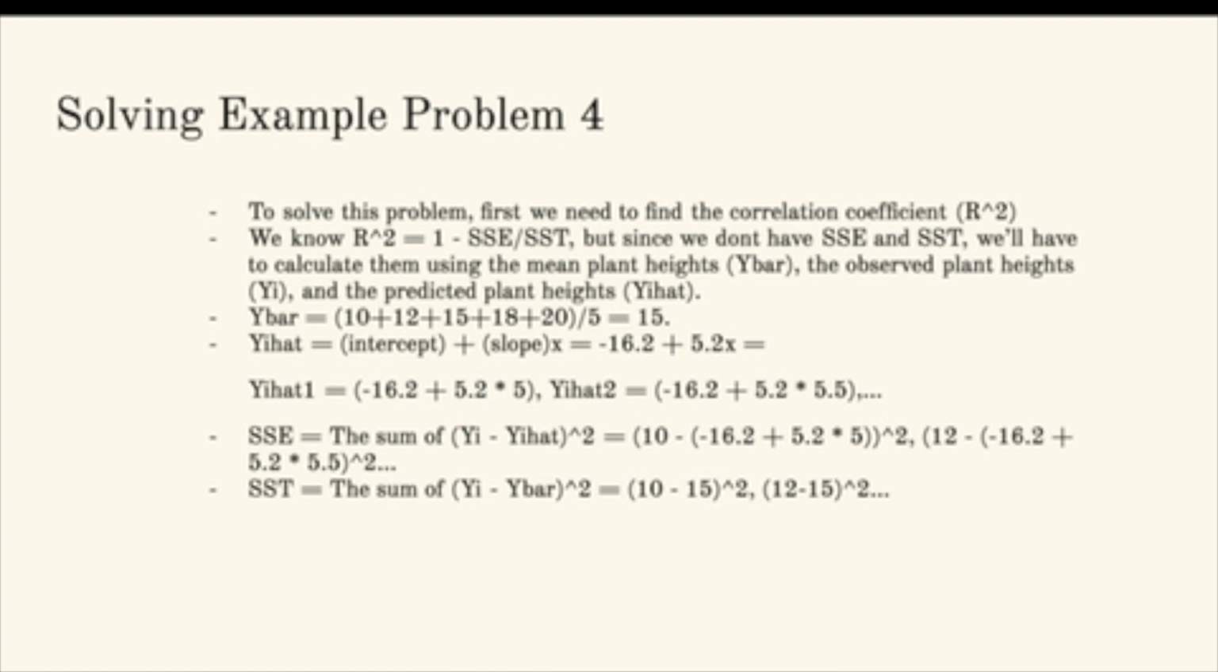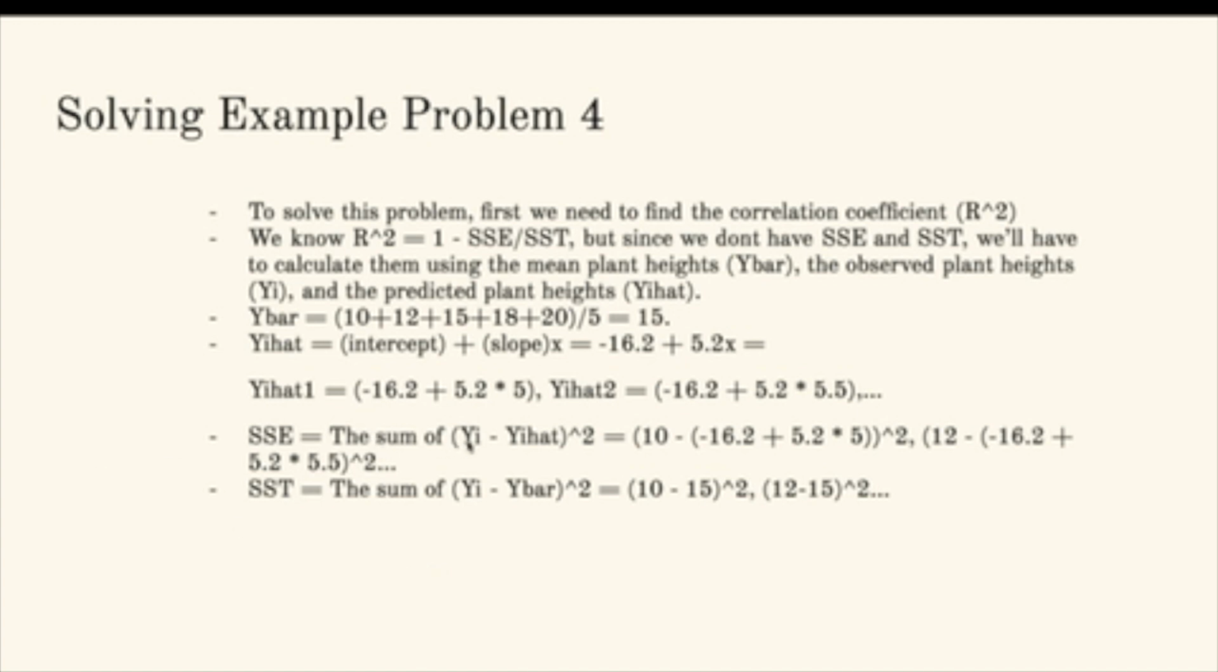Yi hat 1, meaning the yi hat of x1, the first x value that we have, is equal to negative 16.2 plus 5.2 times 5. Y hat 2 is equal to negative 16.2 plus 5.2 times 5.5, because 5.5 is our second x value, etc. And we do the same for each x value. The SSE is the sum of yi minus yi hat, squared, meaning we're going to take all of our 5 yi and yi hat values.